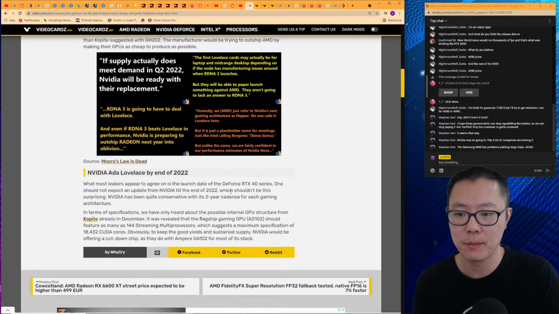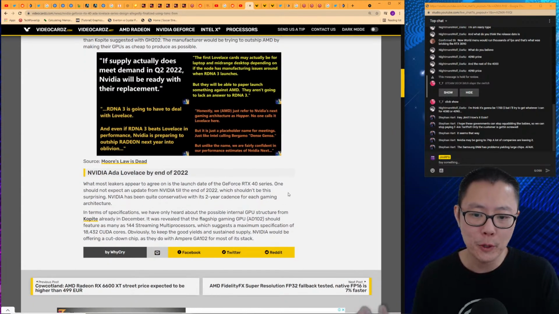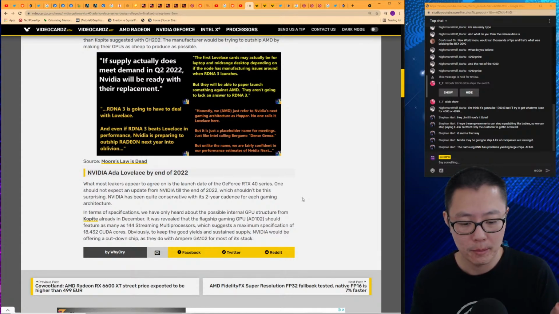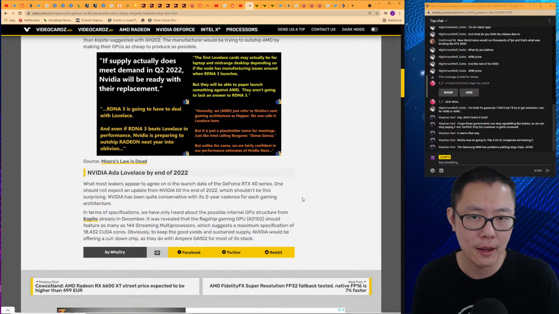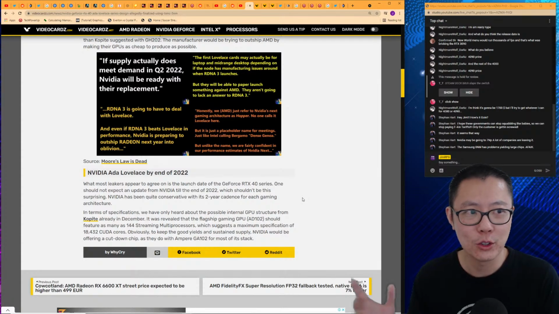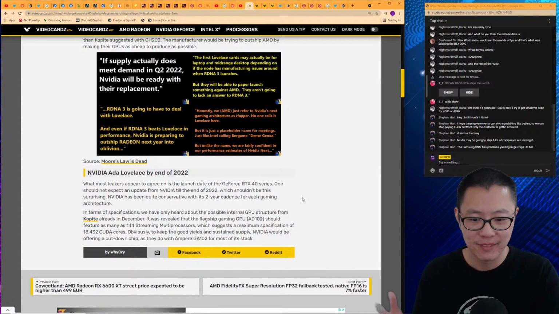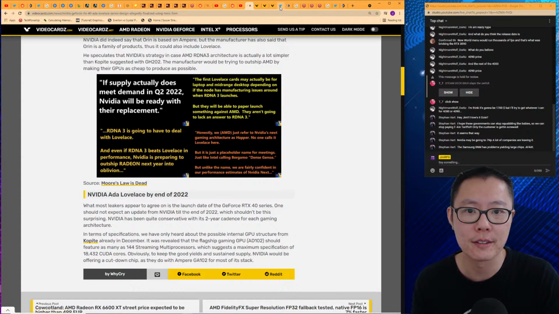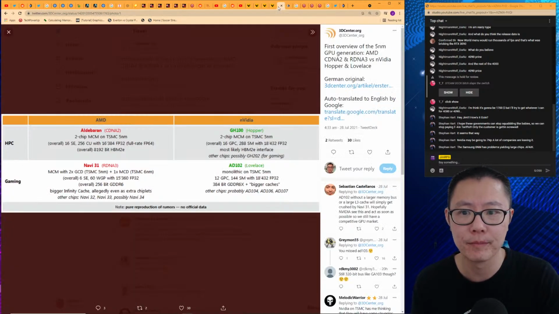Nvidia Ada Lovelace by end of 2022. So I think most people are going to agree that there's going to be a 2-year cycle with these type of things, so that's nothing new. We'll probably see Ada Lovelace by August, September next year, which is the same time as Ampere and Turing. So yeah, this is pretty obvious. Now I want to show you guys another tweet.